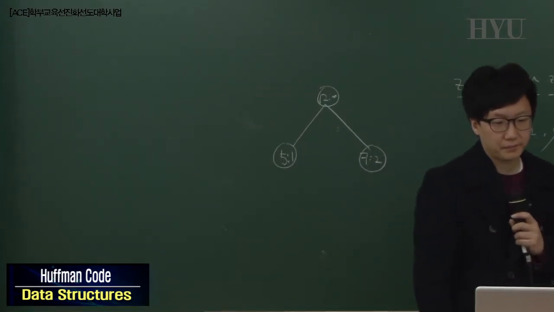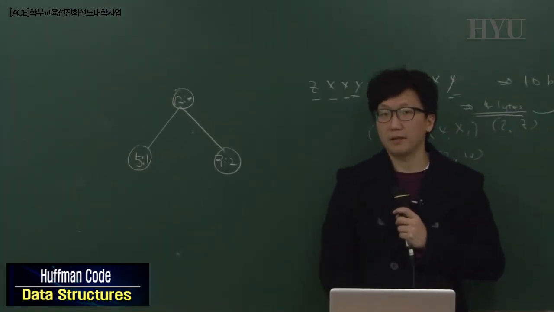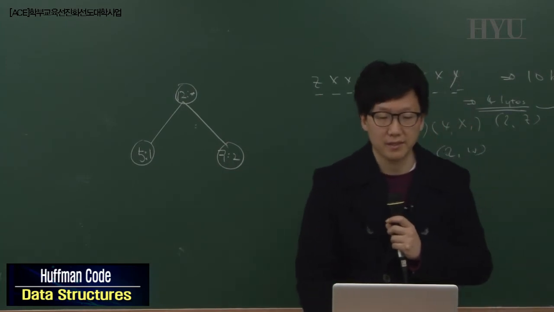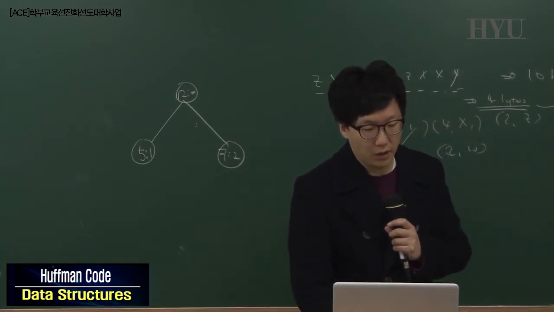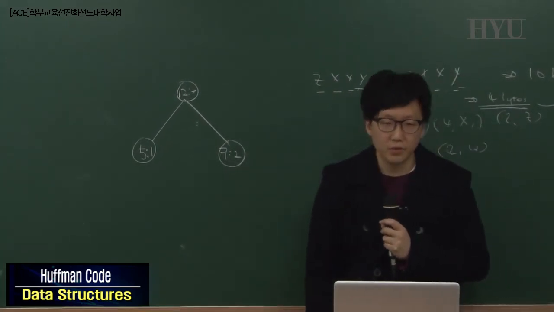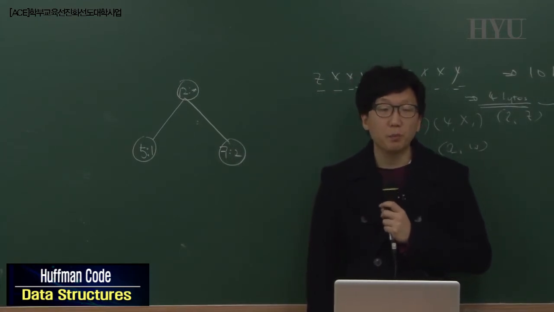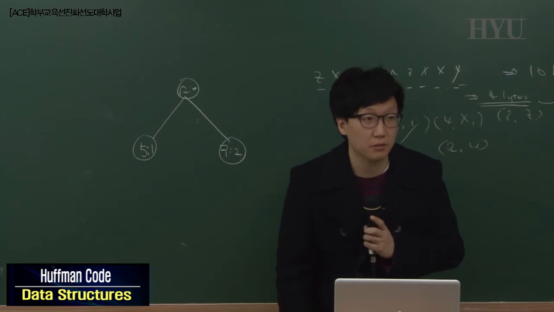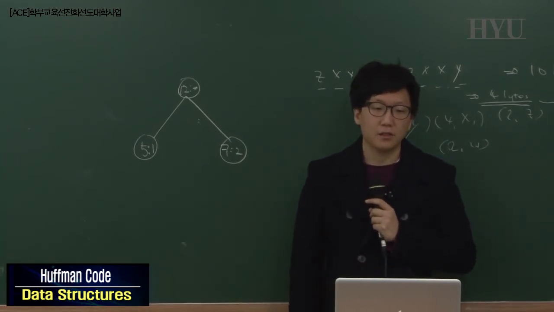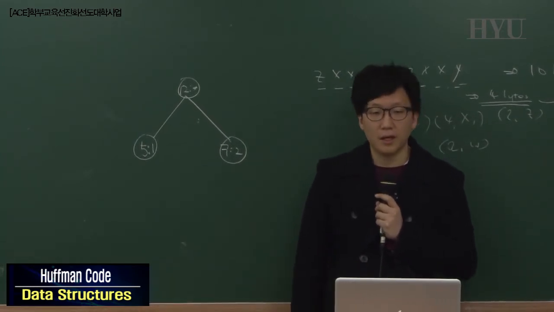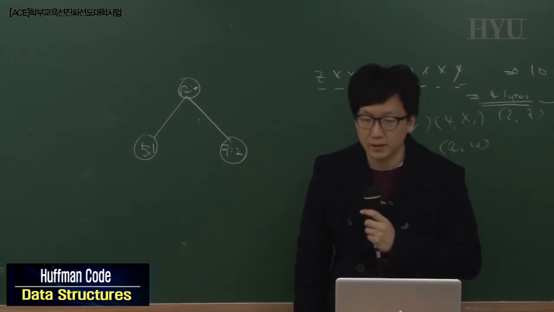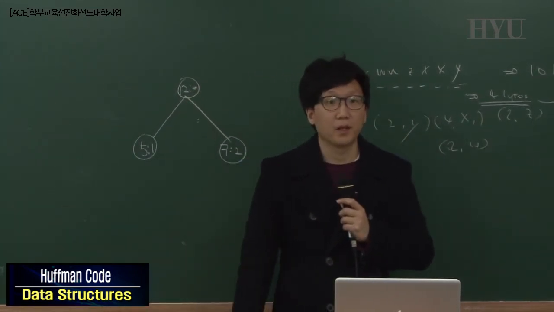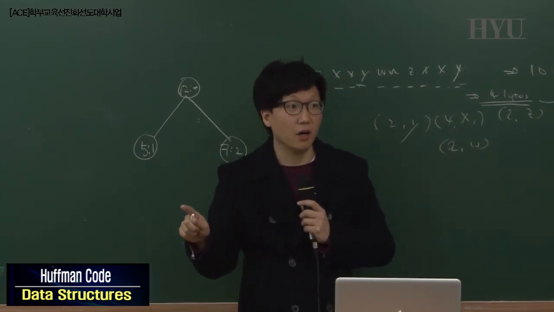Okay, that's the first procedure. Continue this procedure for the rest of the elements. How? The 2 elements are removed from the list, and the new parent node with frequency 12 is inserted into the list by its frequency. So I insert this into the original list, and 5 and 7 are now gone.